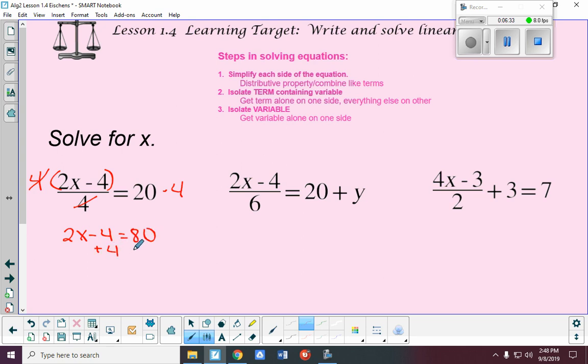And then you can add 4 to both sides. So x equals 42.